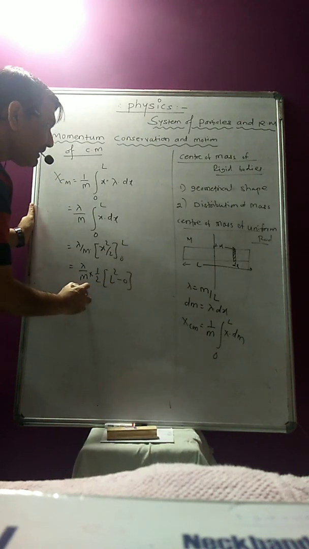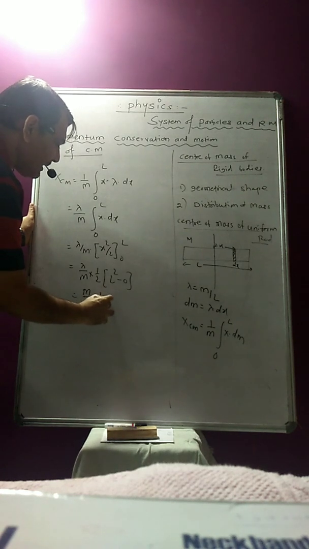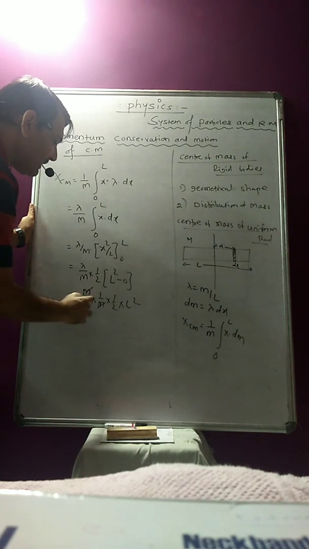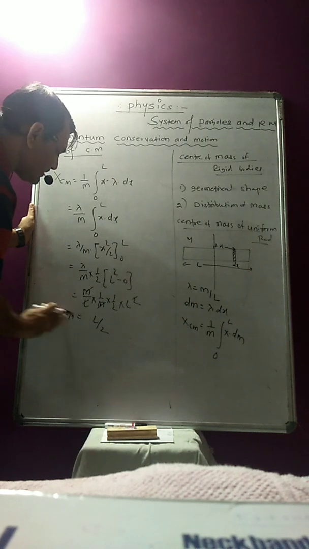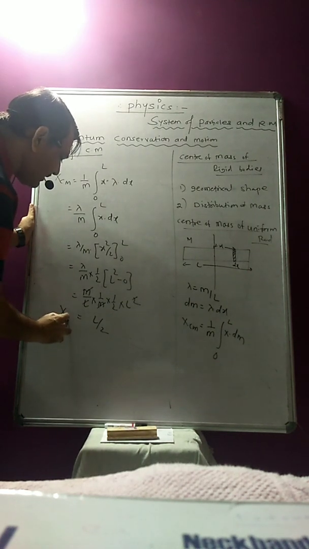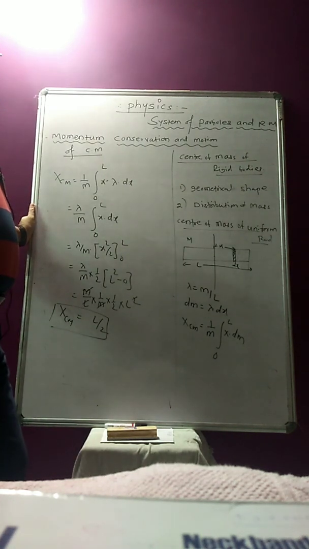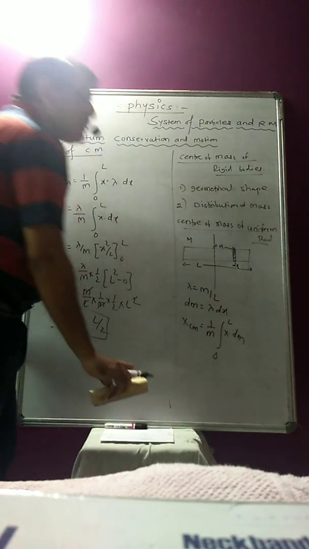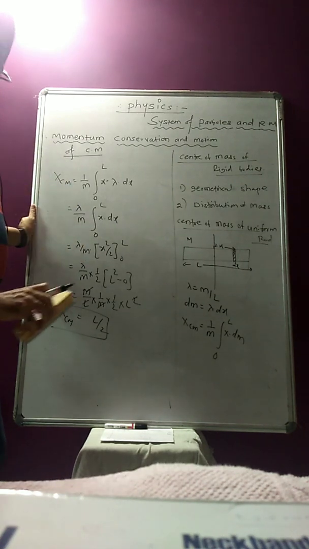So what is the lambda by the way? Lambda you have given as m by L into 1 by m into 1 by 2 into L square. M will get cancelled, L will get cancelled. The answer will be L by 2. The x center of mass of the rod will be L by 2. So this is how you are able to find out the center of mass of any regular shaped body, which has a perfectly geometrical shape, and mass is uniformly distributed along that body.